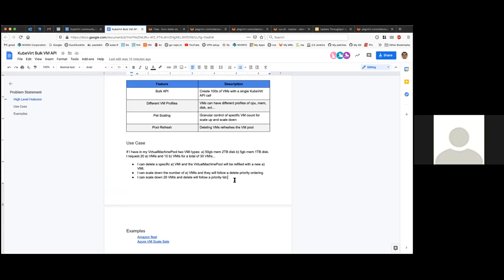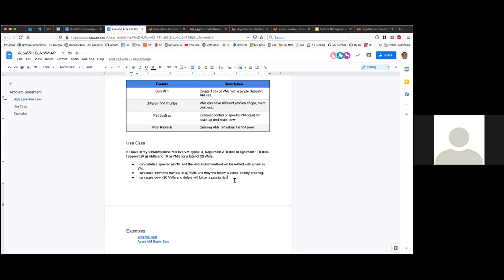And what I can do with it would be like I'd be able to delete a specific A type VM, and the pool would be refilled with a new A type virtual machine. I could scale down the number of A type VMs, and they'll have some sort of priority ordering. So it's kind of like the pet scaling.